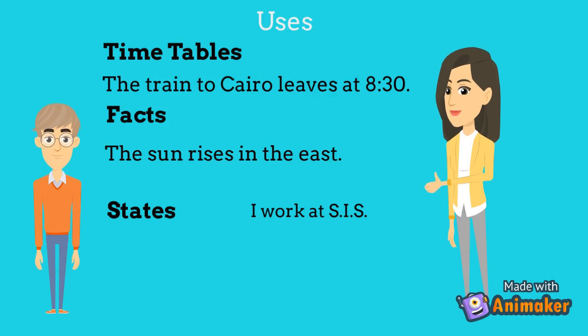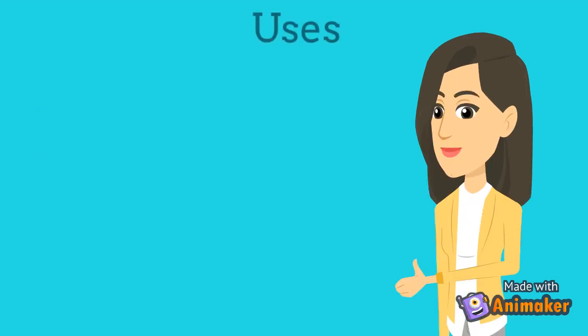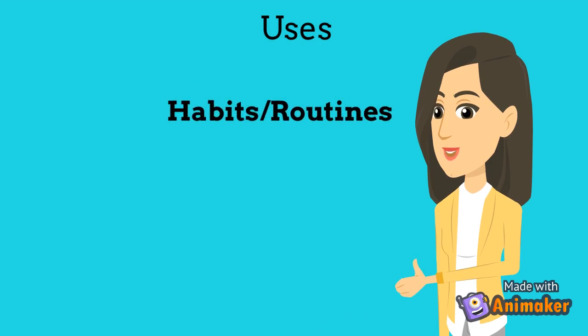As you already know, we use present simple to describe habits and daily routines. Yes. For example, I go to school by car. I go to Spain every year. Habits and routines. Timetables. Facts. And states. Now let's take a look at some simple examples.